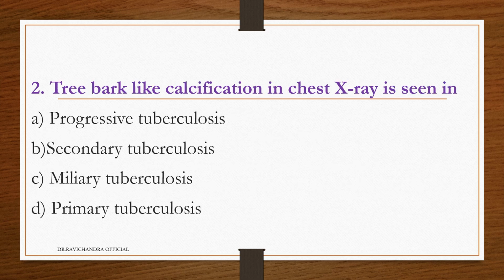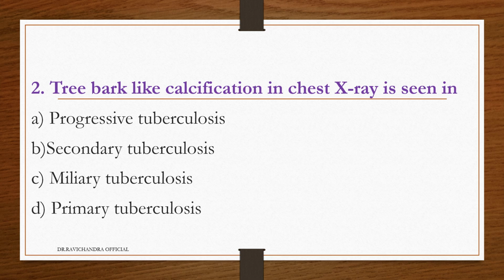Next question. Tree-bark-like calcification in chest X-ray is seen in A. Progressive tuberculosis, B. Secondary tuberculosis, C. Miliary tuberculosis, D. Primary tuberculosis. The correct answer is primary tuberculosis.